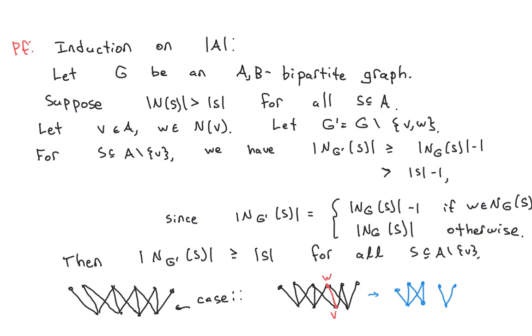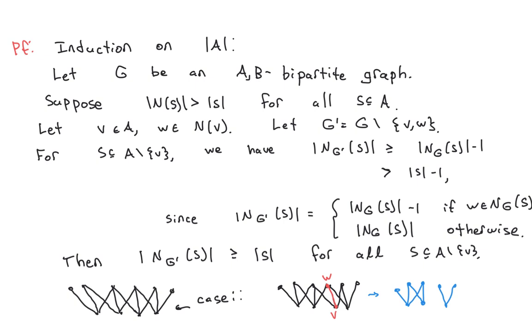So now we need to prove the other direction. In other words, we're going to assume that Hall's marriage condition is satisfied, and we have to prove that a matching exists. So we're going to do this proof by induction on the size of A. So G is going to be an AB bipartite graph.